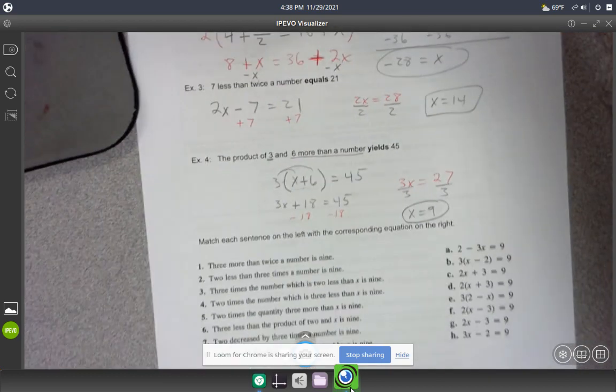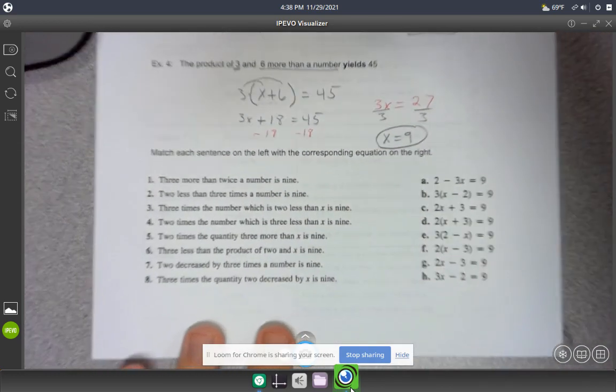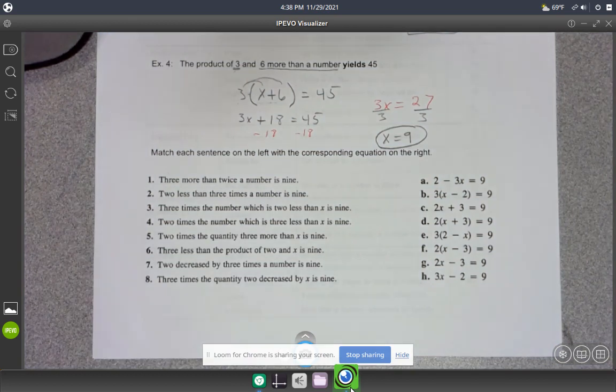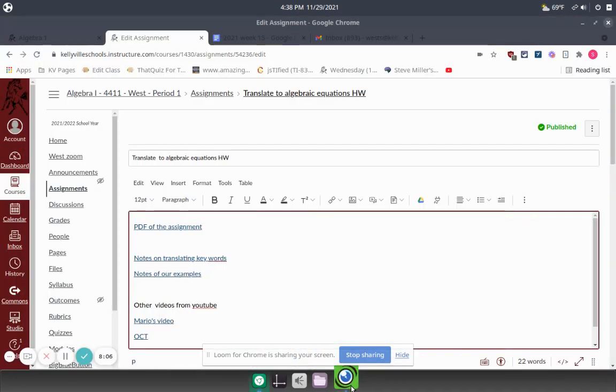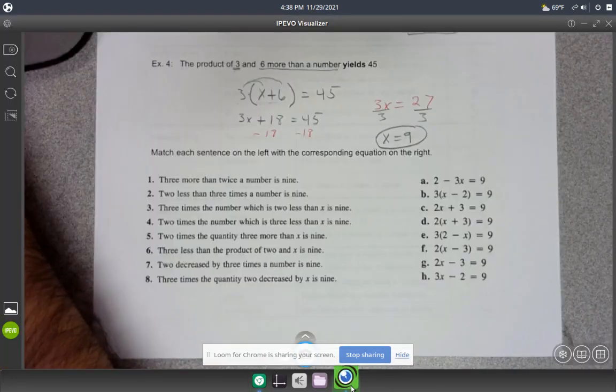Now, these on the bottom, this is just going to be a matching thing. So I'll give you a couple of seconds, and then we'll kind of cut through them. Okay, pause the video, check them out.